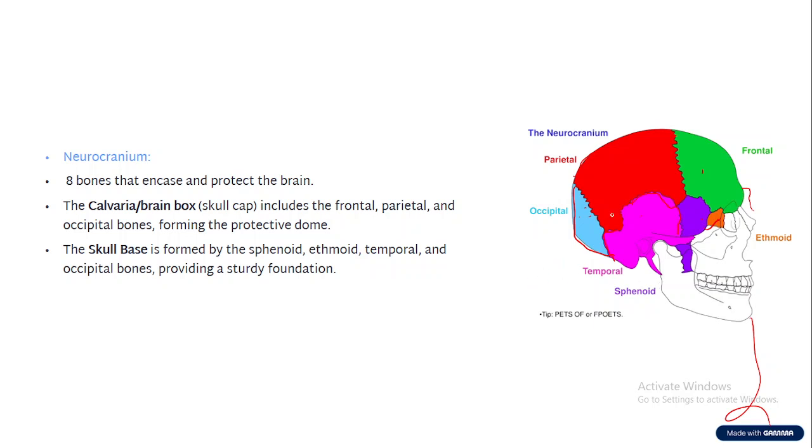Calvaria or brain box or the skull cap is formed by the frontal bone, the parietal bones, and the occipital bone. That is the protective dome. It is formed by these 3 bones. Then the skull base is formed by the sphenoid bone, the temporal bones, the ethmoid bone, and some portion of the occipital bone. That provides the base of the skull or the sturdy foundation.